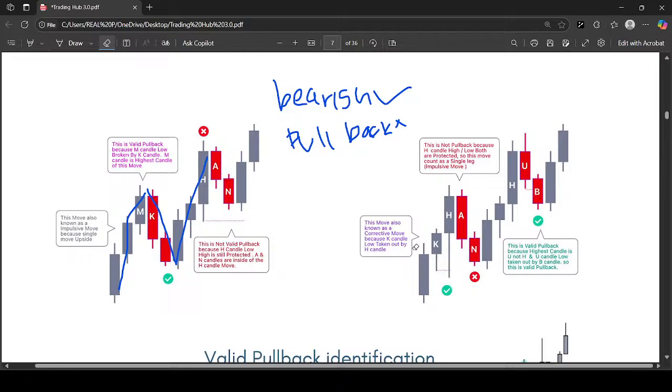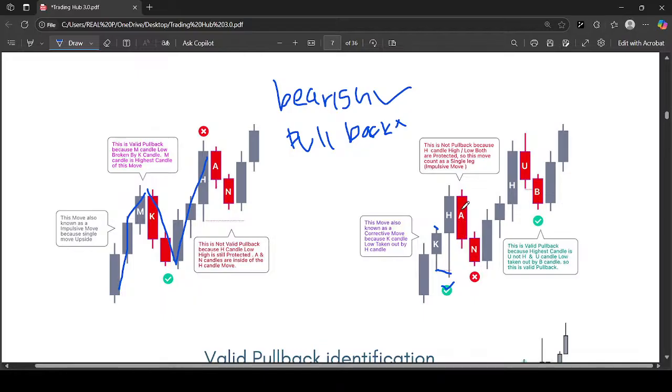Okay. So this is what we have here. An impulsive move to the upside. Then we have H candle. Remember, before the formation of H candle, K candle was our prominent candle, right? The most prominent candle, having the highest point on our swing. But the H candle forms and takes out the low of K candle. So we have a valid pullback here.